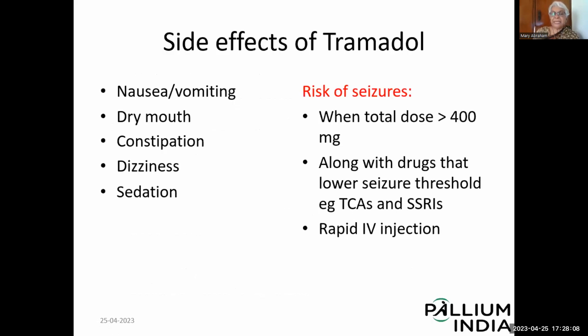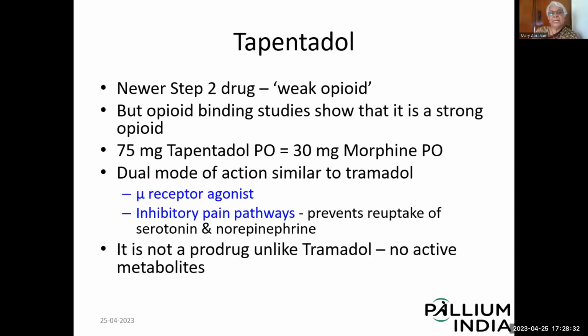The side effects: it can cause nausea, vomiting, dry mouth, constipation, dizziness, sedation. There is a risk of seizures when the total dose exceeds 400 mg, or you give it with drugs that lower the seizure threshold, or when you're giving it rapidly. So when we give tramadol IV, we usually give it over 10 minutes. Maybe you can add an anti-emetic.